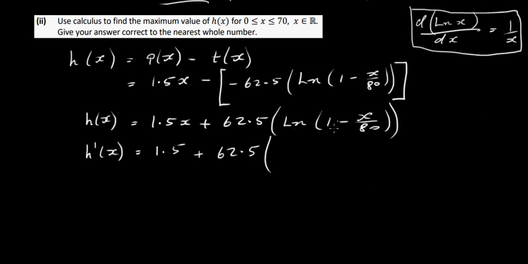Now, if we differentiate the log of all of this, which is not an x, our answer will be 1 over 1 minus x over 80. But because it's not an x, it's a function of x, we must use the chain rule, so we must differentiate what's inside the bracket as well. Now, if we differentiate 1, we'll get 0.